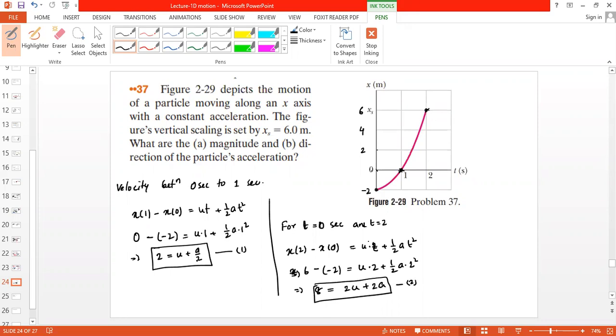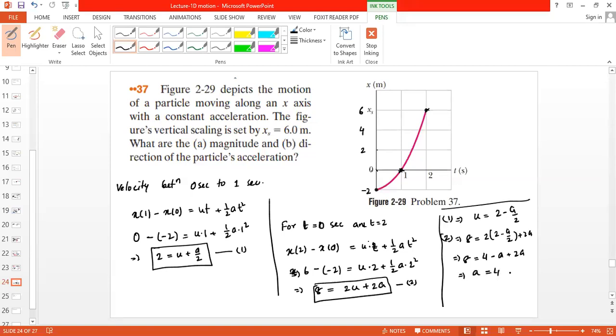By solving equation 1 and 2, you can easily find out the value of a. Can you do it, or do you want me to do it? Equation 1 gives us u equal to 2 minus a by 2. Then substitute this into equation 2, we can write 8 equal to 2 into (2 minus a by 2) plus 2a. So that means 8 equal to 4 minus a plus 2a. So that means a equal to 4. Is it clear?